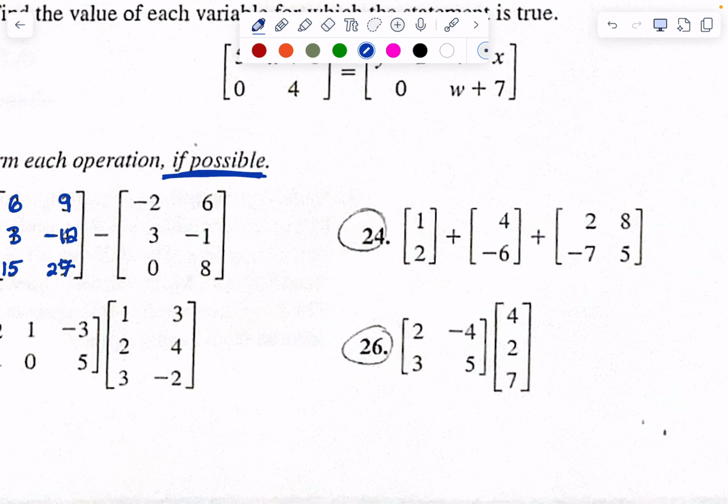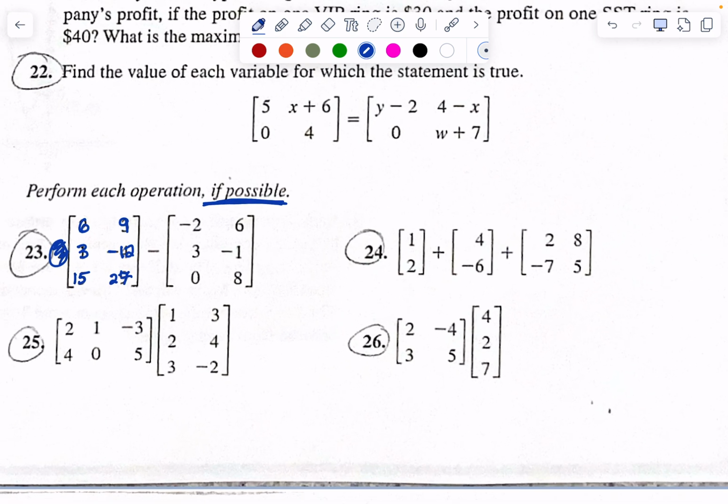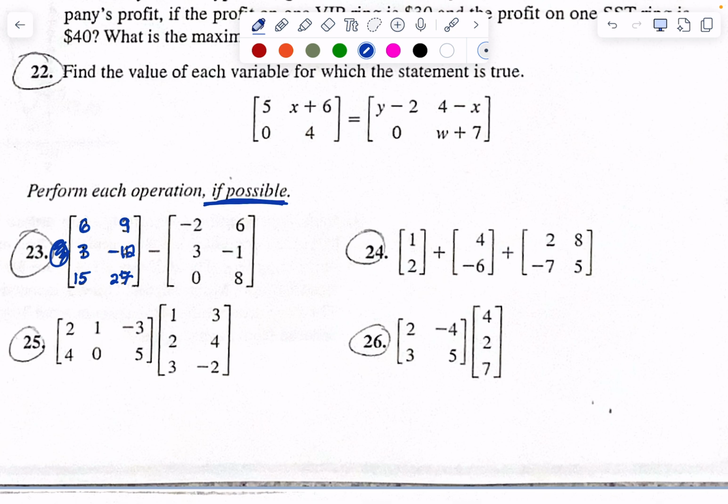24? You guys are still looking at 23. No, it's not possible. 24. I can add the first two, but I can't add the last one, so the whole thing's null and void. Yep.